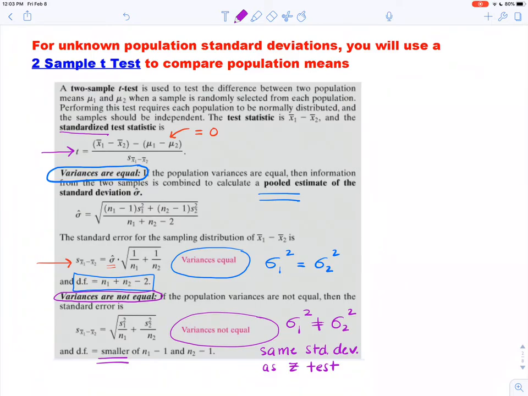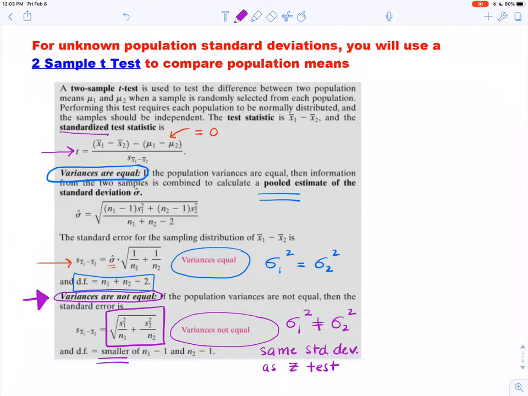Now, when the variances are not equal, which is what you're seeing right down here, this standardized test statistic is going to look just like the one that we did for the z-test. And you'll notice that right here with how the standard deviation is written. This is the exact same standard deviation that we calculated in the z-test. It's just using a sample standard deviation.